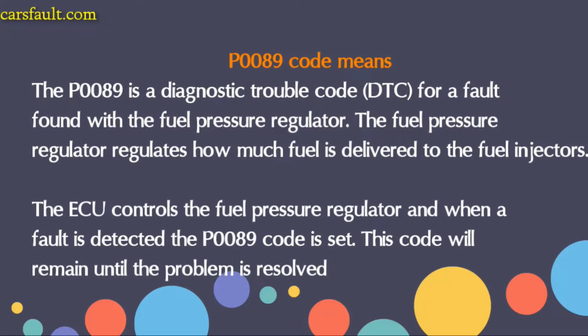The P0089 is a diagnostic trouble code for a fault found with the fuel pressure regulator. The fuel pressure regulator controls how much fuel is delivered to the fuel injector. The ECU controls the fuel pressure regulator, and when a fault is detected, the P0089 code is set. This code will remain until the problem is resolved.